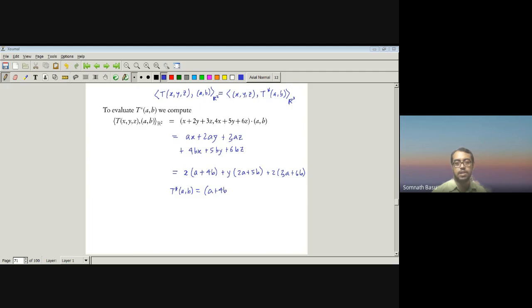It's just reading off these coefficients, because this is precisely what I want, right? I want these to be equal. So these coefficients are T star. So a plus 4b, 2a plus 5b, 3a plus 6b. This is my T star of (a, b). So this is the adjoint. Okay, that's it. So it's very simple. This equation is sometimes quite useful. So yeah, that's the point.